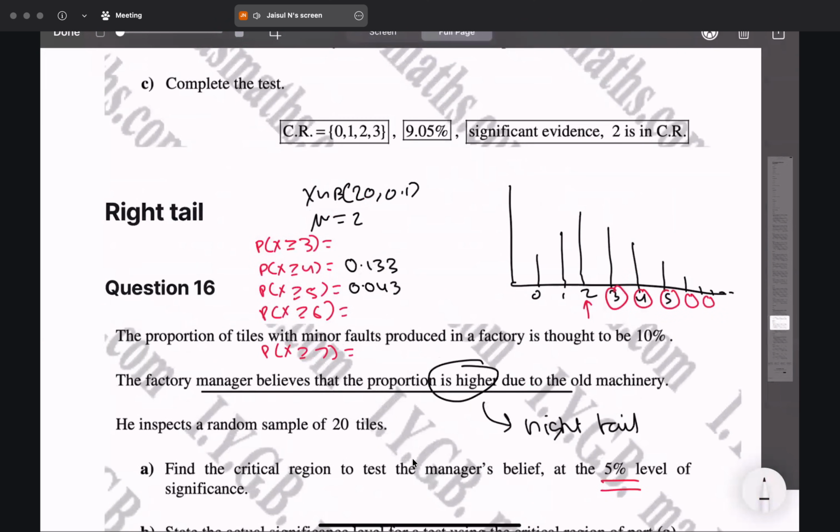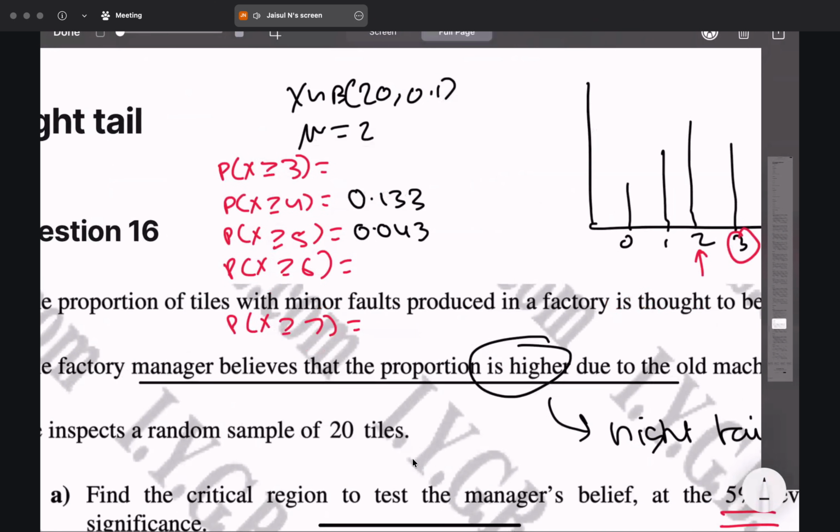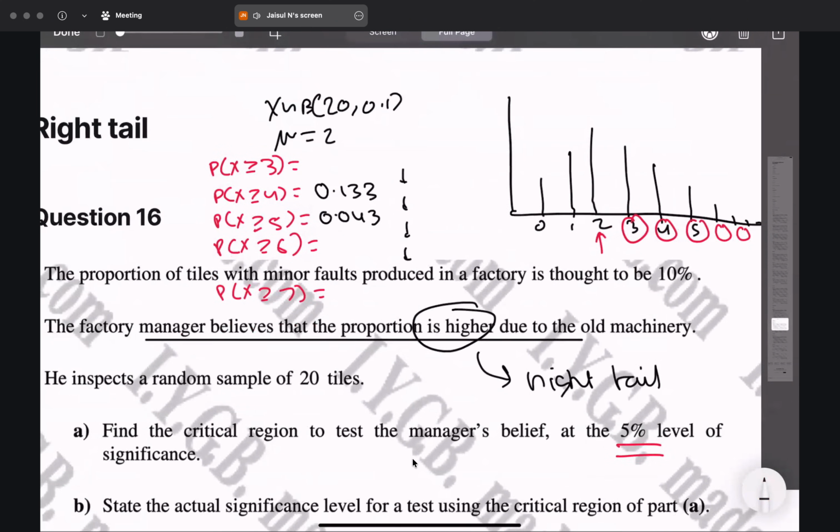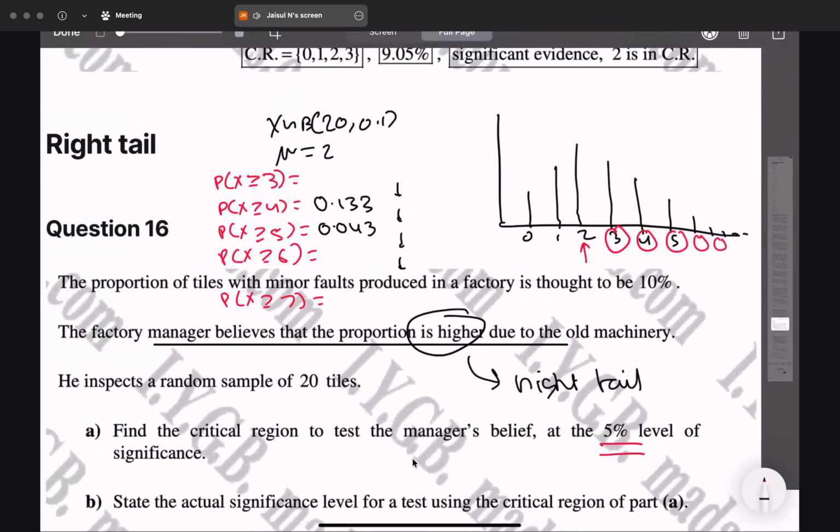So, Asan, back to your question. Once we get these numbers, it's going to get smaller and smaller. Now, what we're looking for is, according to our model, we're expecting 2 tiles to have a fault, right?